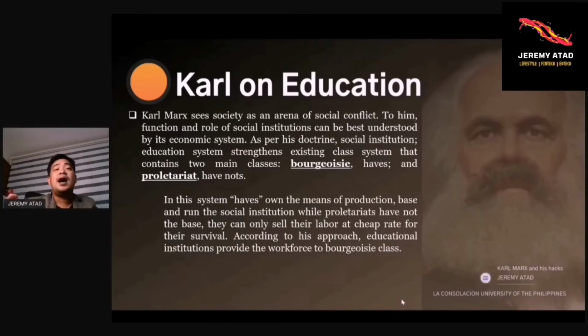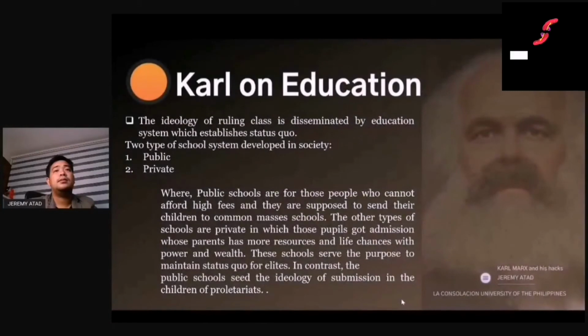In this system, the bourgeoisie owns the means of production, the base, and runs the social institutions, while the proletariats have not the base. They can only sell their labor at a cheap rate for their survival. According to this approach, educational institutions provide the workforce to the bourgeoisie class. The ideology of the ruling class is disseminated by the education system, which establishes a status quo.